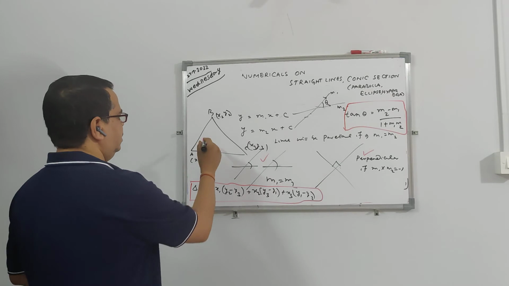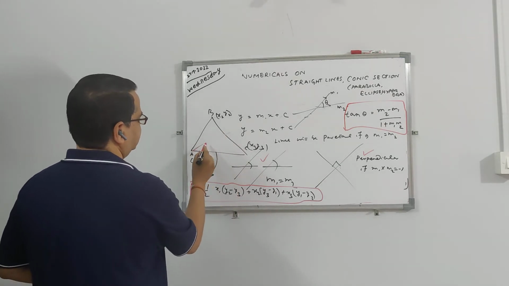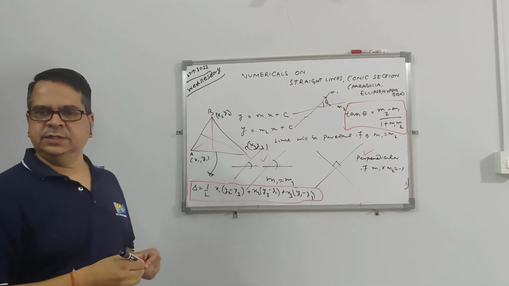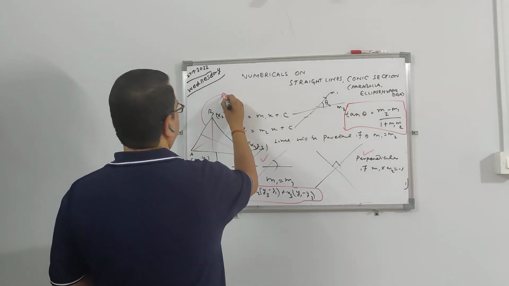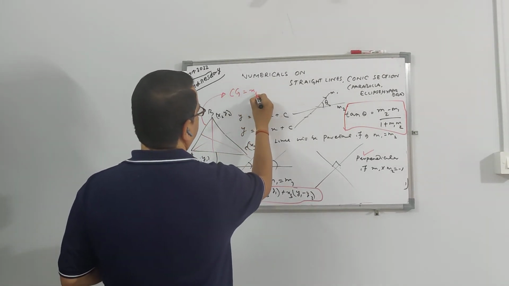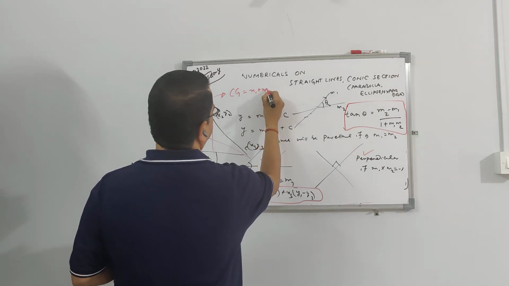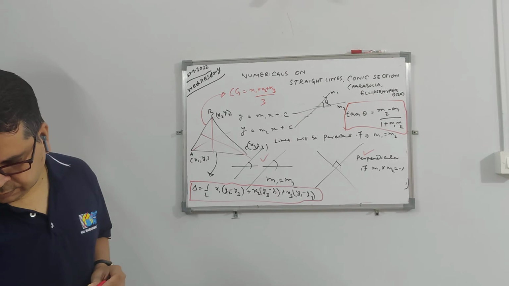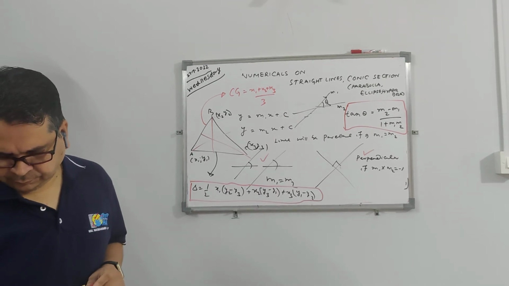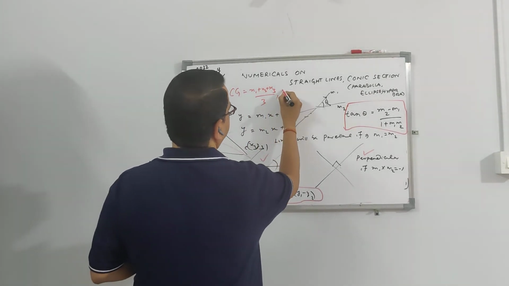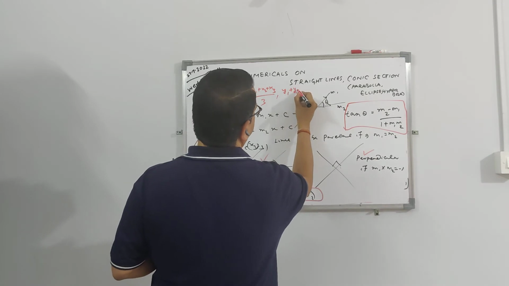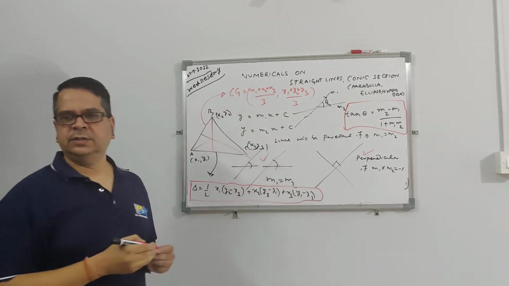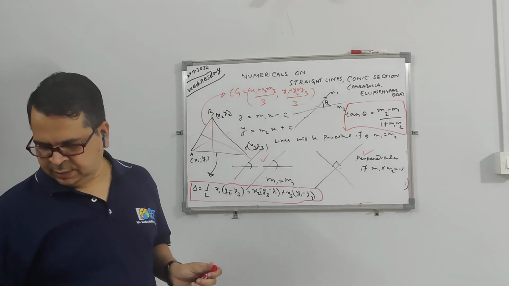And you can also find the centroid. Centroid we had studied in CG. The CG will be (x1 plus x2 plus x3) by 3, and then (y1 plus y2 plus y3) by 3. So this is the coordinates of the CG.